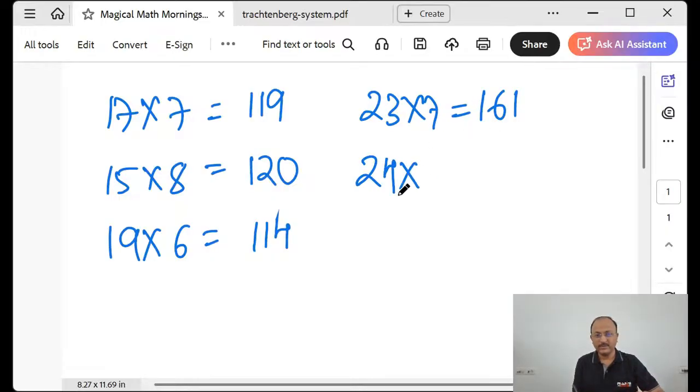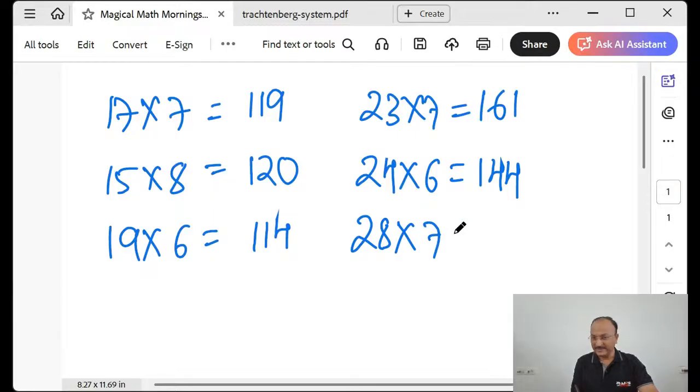Let's take 24 sixes. If you ask me, I will tell directly 144 because I have practiced this many times. It will become very easy. 20 sixes are 120, 4 sixes are 24. 120 plus 24 is 144. Correct? Maybe you will take 28 sevens. 20 sevens are 140, 8 sevens are 56. In mind itself we should calculate 140 plus 56 is 196. What I do, 140 plus 56 also, I will always add these two.